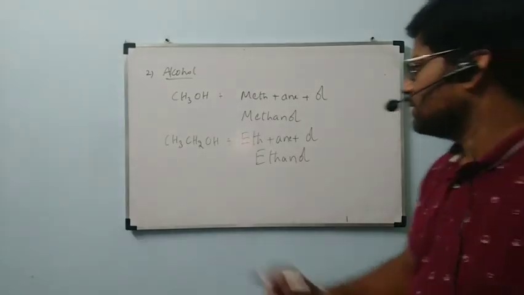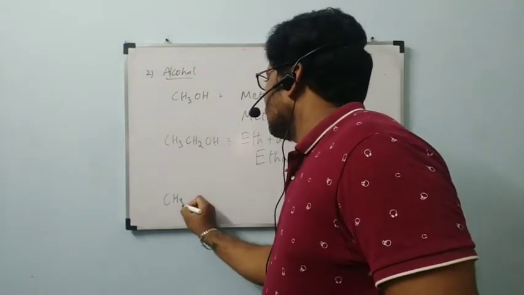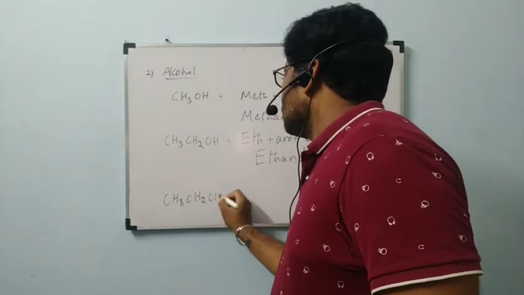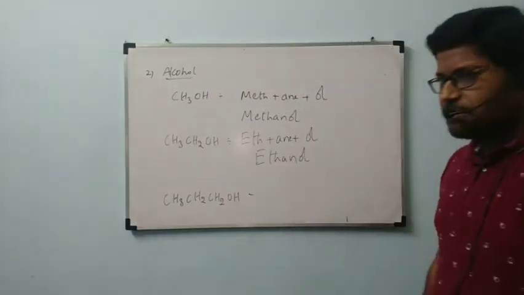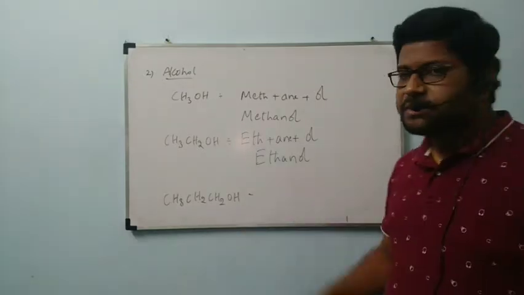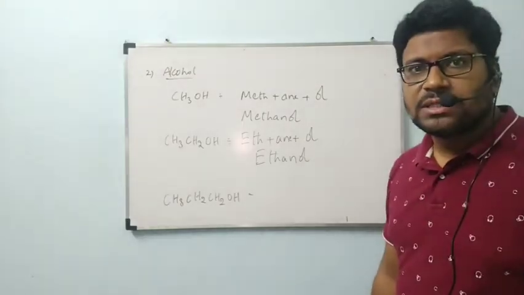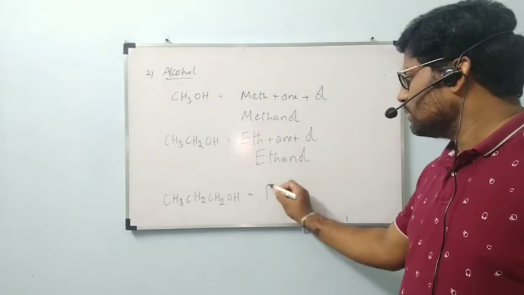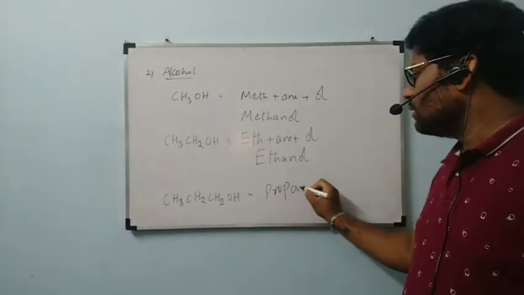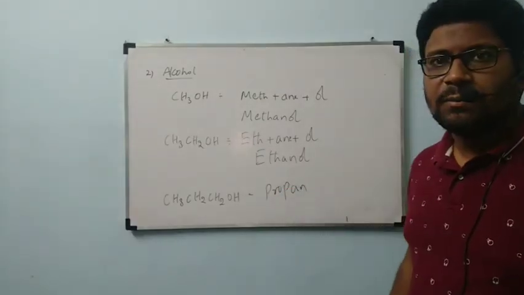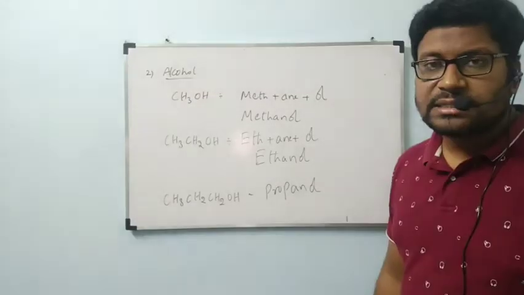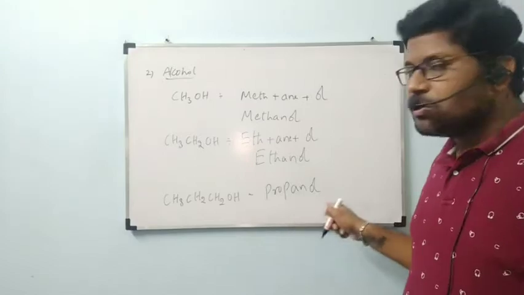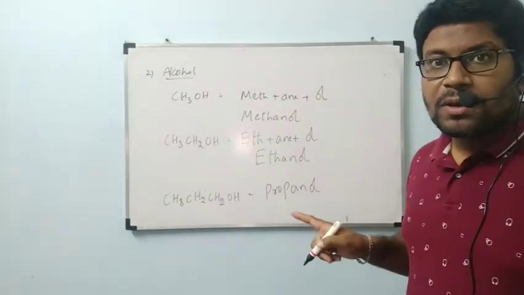Okay, next. CH3, CH2, CH2, OH. What is the name of this compound? 3 carbons are there. 3 carbons means what is the root word? Prop. An. All are single bonds only. Okay, propan, ol. As it contains alcohol, what is the secondary suffix? Ol. Propanol. Pronunciation is propanol.